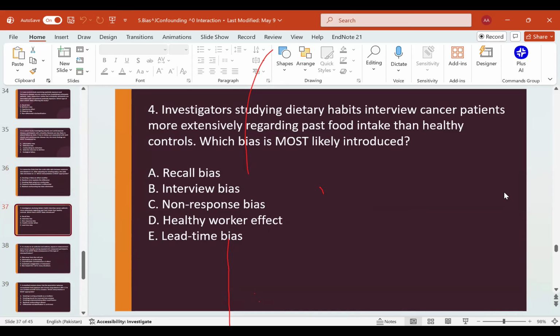Investigators studying dietary habits interview cancer patients more extensively regarding past food intake than healthy controls. Which bias is most likely introduced? Recall bias, interviewer bias, non response bias, healthy worker effect, or lead time bias? Yes, it is B, interviewer bias.